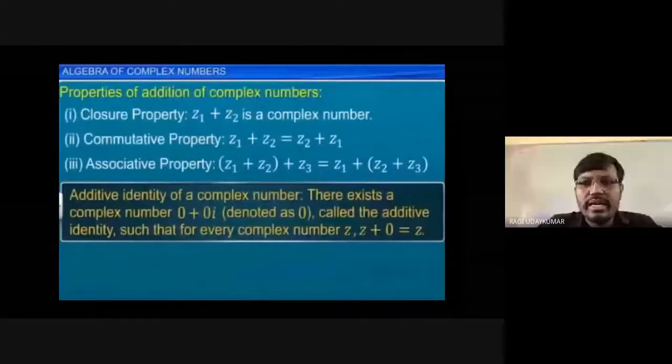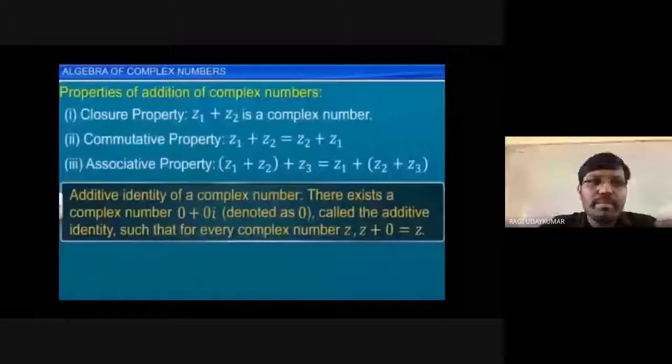Closure property: if you add two complex numbers, you again get a complex number. Commutative property is nothing but, if you add in any order, the result is the same: Z1 plus Z2 is equal to Z2 plus Z1. Additive identity: there exists a complex number 0 plus 0i, which means 0 itself can be considered a complex number, denoted by 0. It is called the additive identity. If you add 0 to any complex number, you get the same complex number. That is why it is called the additive identity.